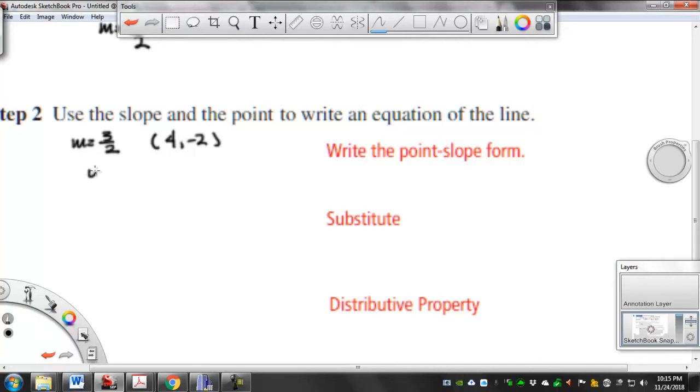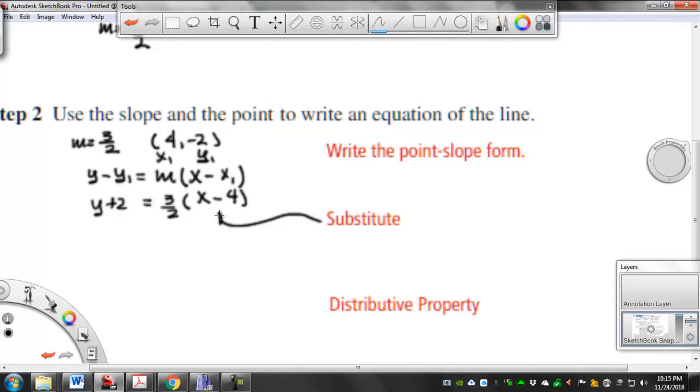So I have y minus y1 equals m times x minus x1. Remember that is x1, that is y1, that's m. Remember the signs change when you put them in, so x plus 2, it's a negative 2, so it changes sign coming in. This is a positive 4, so it's going to go negative. The m doesn't change, so 3 halves, and I get x minus 4. So that's the substitution part right there. There's the point-slope form.